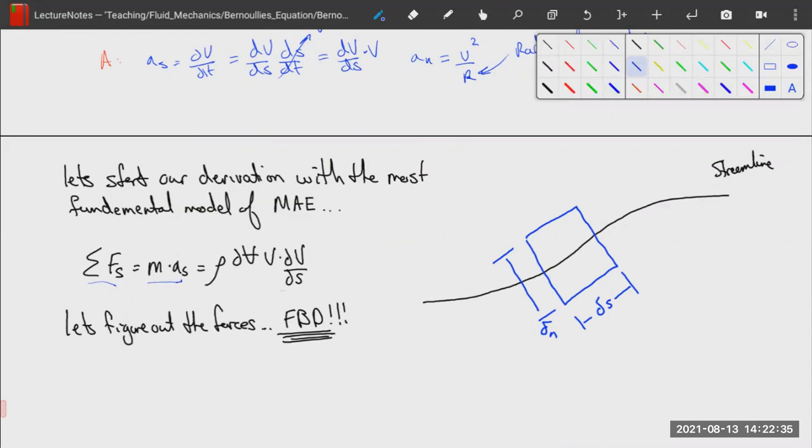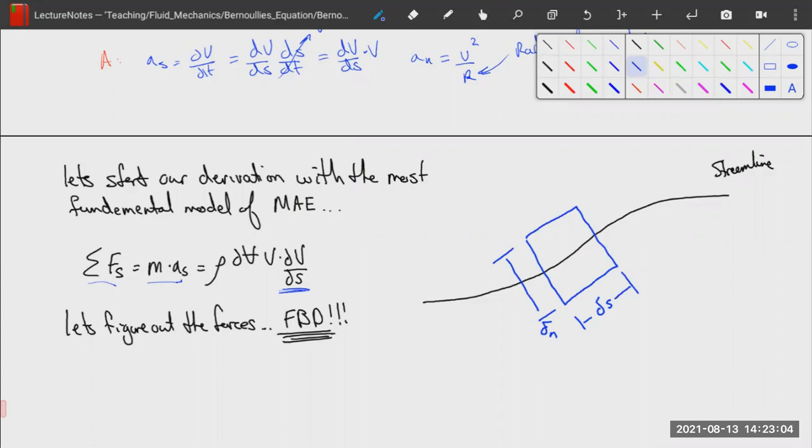But we're going to plug in our formula for acceleration in the streamwise direction, which means, by the way, that we're only going to be able to look at forces and pressures and heights in the streamwise direction when we're done. We'll talk a little bit about what kind of restriction that actually is. So we have a sum of the forces equation. Now we need a free body diagram, right?